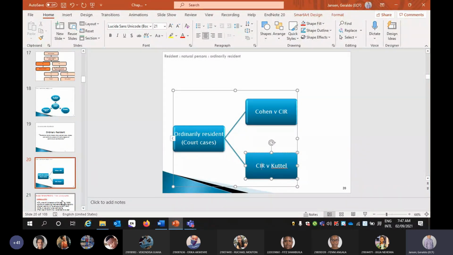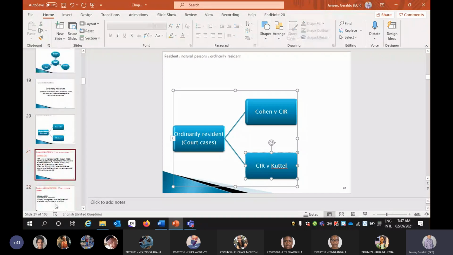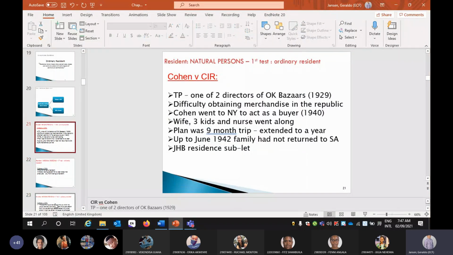Now, guys, let's look at these court cases for the first one. And these court cases relate to natural persons. Okay, so guys, I will always try to first give you the natural person aspect, and then we will look at the juristic person aspect. So the first court case, Cohen versus CIR.